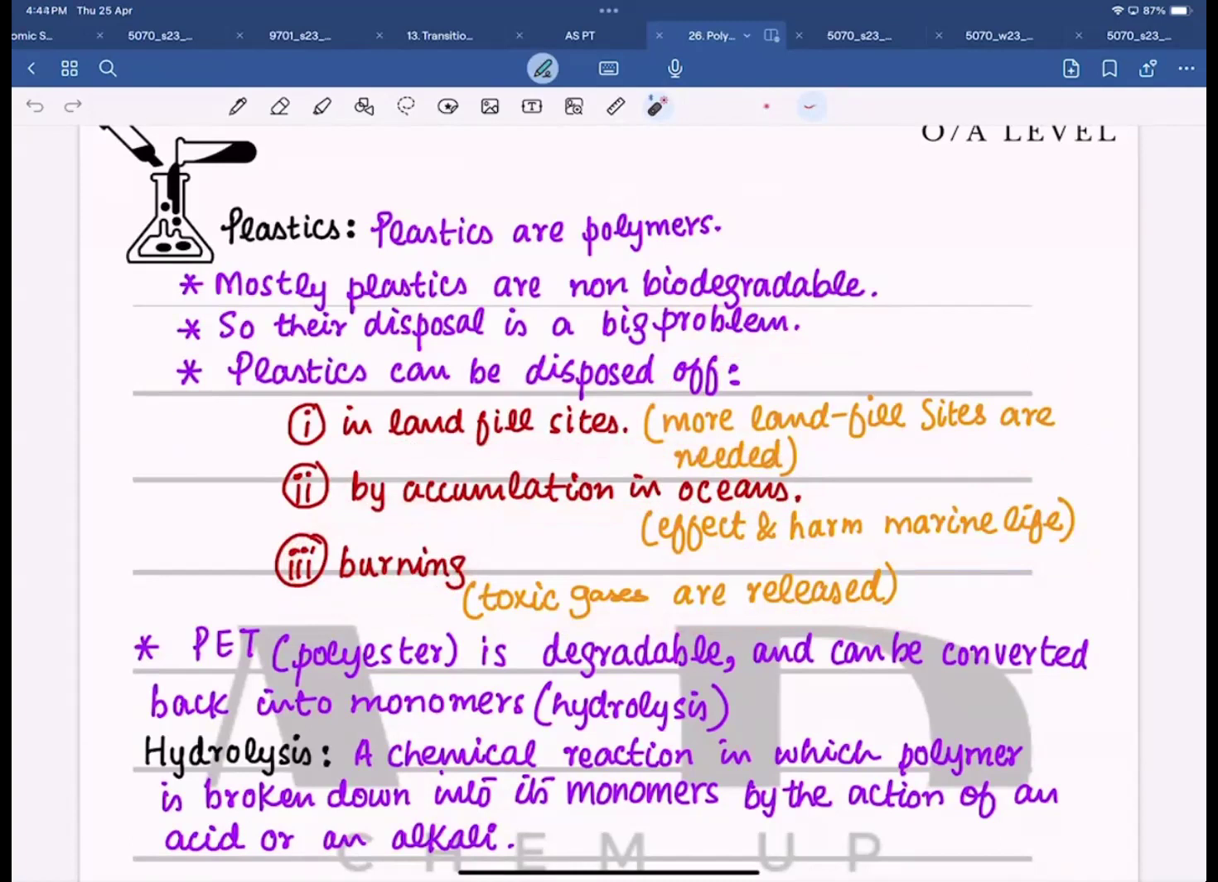Right? Sir, plastic is made from fossil fuel, isn't it? Yeah, you have seen that plastics are made from alkenes, the carbon-carbon double bonds, obviously, which are obtained from the fossil fuels.